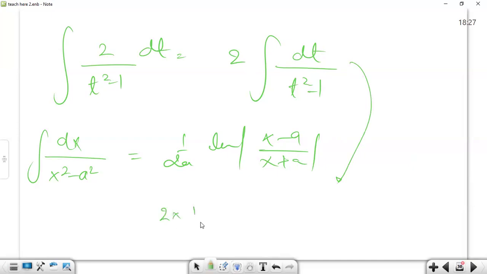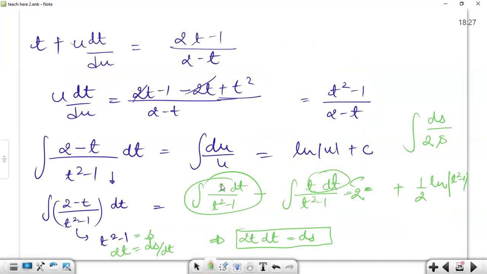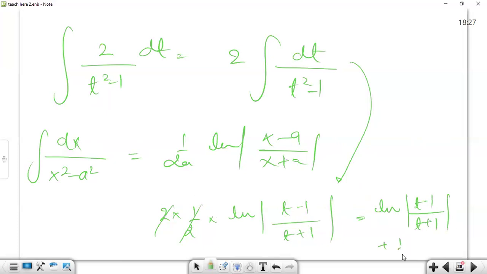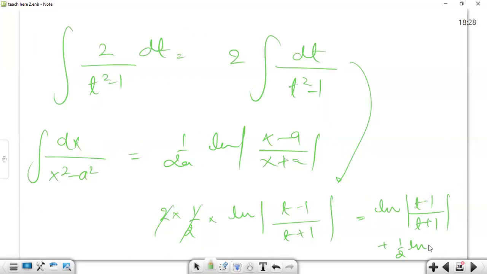Okay. 2 into 1 by 2. A was 1 into logarithm of x was t minus 1 upon t plus 1. So 2 cancels 2. Logarithm of t minus 1 upon t plus 1. Have you checked? Yeah, sir, it's correct, sir. Okay, cool. So its differentiation we have calculated. Its differentiation is this. So now let's add half into logarithm of t square minus 1.